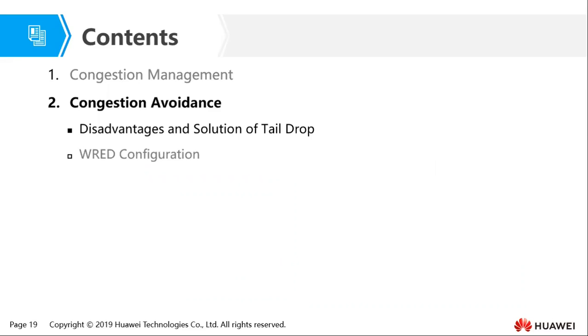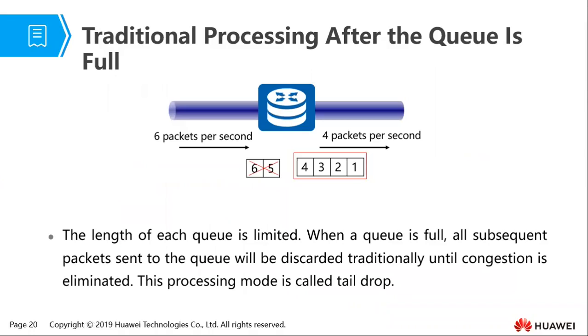You configure first the queue, then the queue scheduling algorithm. Now we are done with congestion management. Let's go to congestion avoidance.